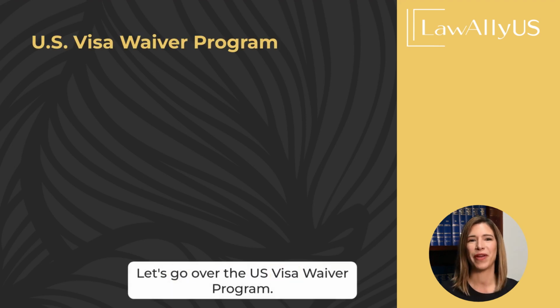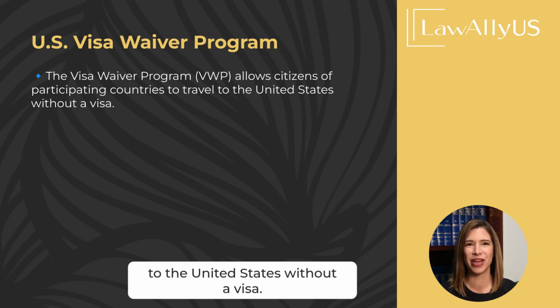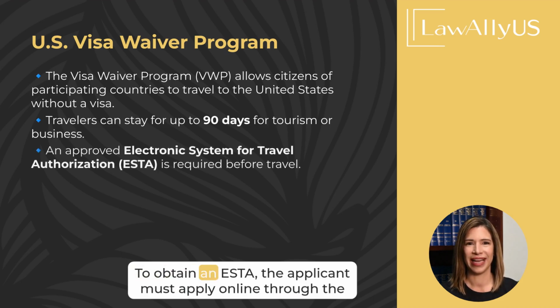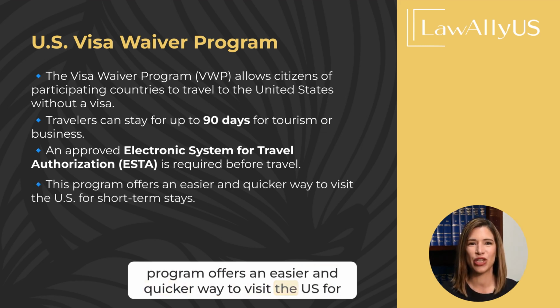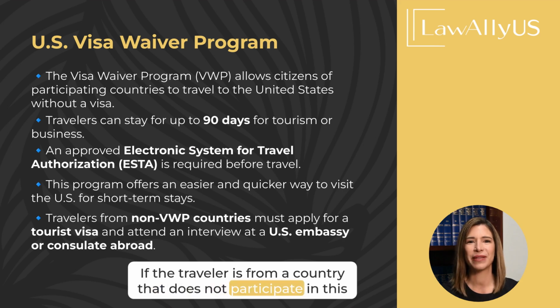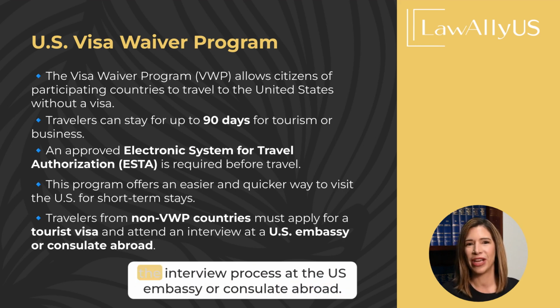Let's go over the U.S. Visa Waiver Program. VWP allows citizens of participating countries to travel to the United States without a visa. It allows travelers to stay in the U.S. for up to 90 days for tourism or business. To obtain an ESTA, the applicant must apply online through the electronic system for travel authorization website. This program offers an easier and quicker way to visit the U.S. for short-term stays. If the traveler is from a country that does not participate in this program, the option is to apply for a tourist visa and go through the interview process at the U.S. Embassy or consulate abroad.